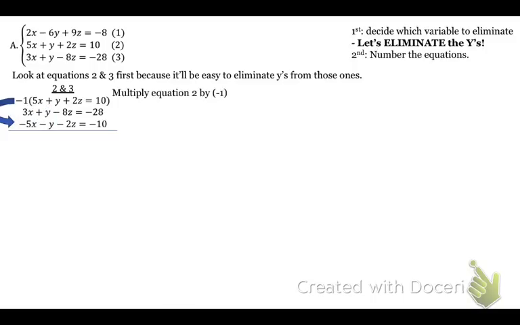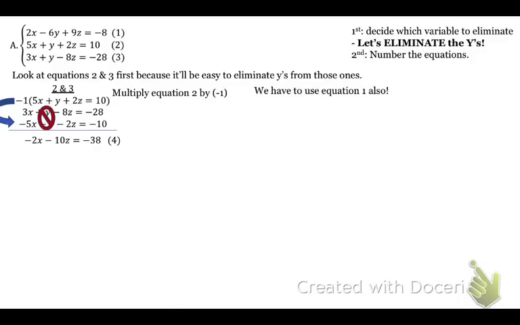Let's go back. Those y's cancel. 3x minus 5x is negative 2x. Negative 8z minus 2z is negative 10z. Negative 28 minus 10 is negative 38. And I'm going to call that equation 4.